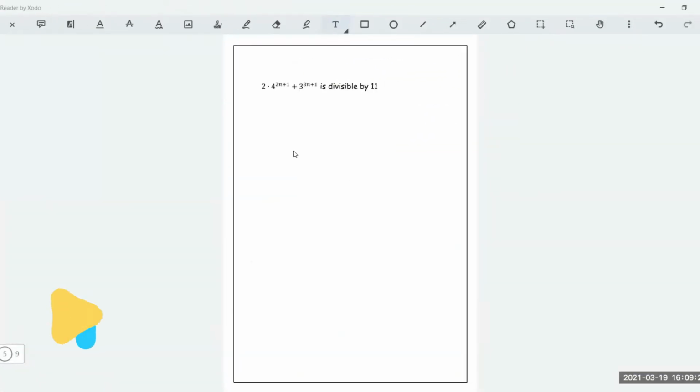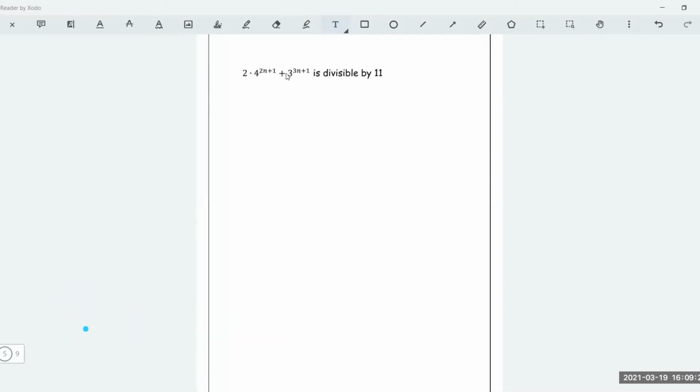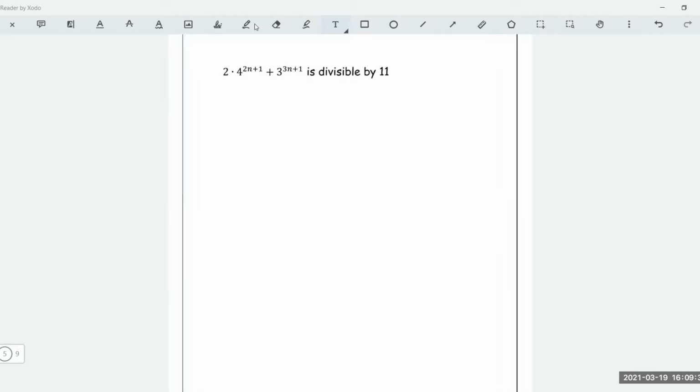So here's a relatively hard question. Show that 2 times 4 to the 2n plus 1 plus 3 times 3 to the n plus 1 is divisible by 11. This is a relatively hard question. So of course we start with n equal 1, that's step 1.